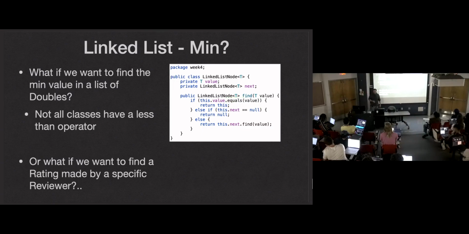So how do we do that? Our next one, min. We want to find the min of doubles. Not every object in Java has a less than operator to be able to find our mins. So how are we going to do this? Or more to the point, how are you going to find if a rating has been made by a specific reviewer, which is how you have to delete nodes?